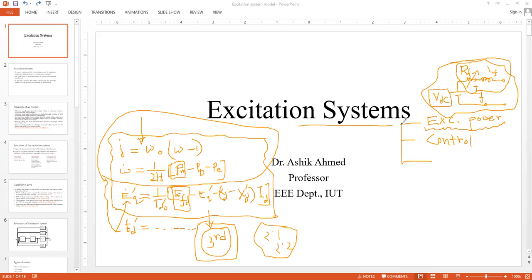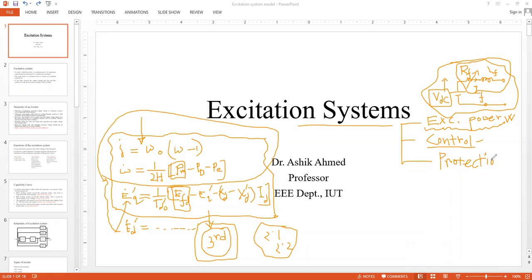So the excitation system should provide us some excitation power, that is, provided by VDC here. It should provide some control, and of course, it should provide some protection. So in short, these are the very basic jobs that should be done by the excitation system.